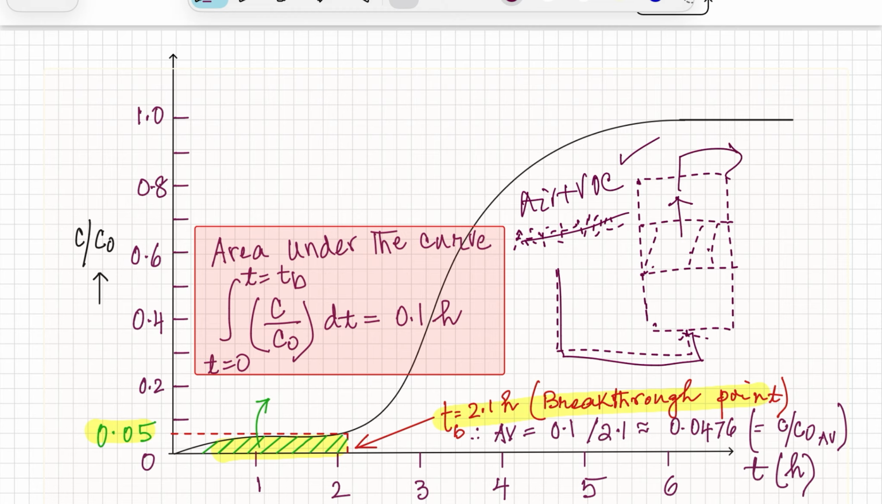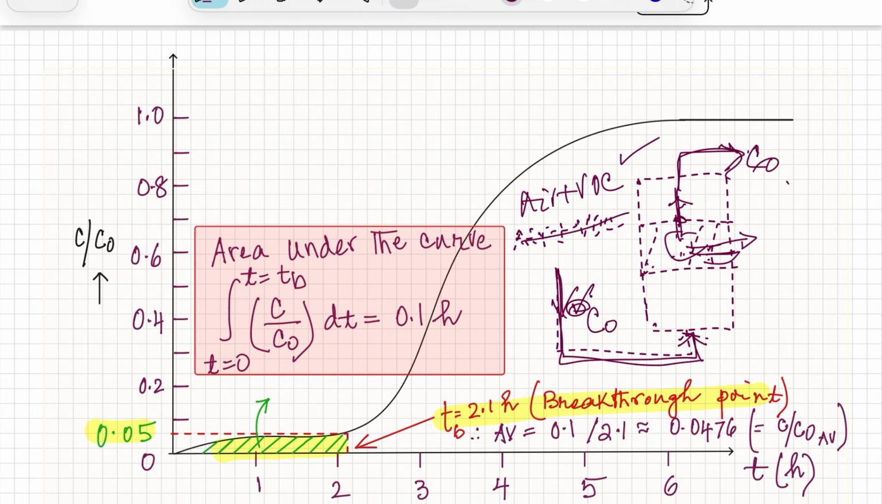As more and more air plus VOC comes in, after a certain time, just a slight amount of VOC shows up. That is called the breakthrough. Then slowly, as the bed gets more spent and more hydrocarbon gets adsorbed, the concentration coming out keeps increasing until almost the end, when its maximum adsorption capacity is exhausted. At that time, whatever concentration C0 is coming in, the same concentration is coming out.